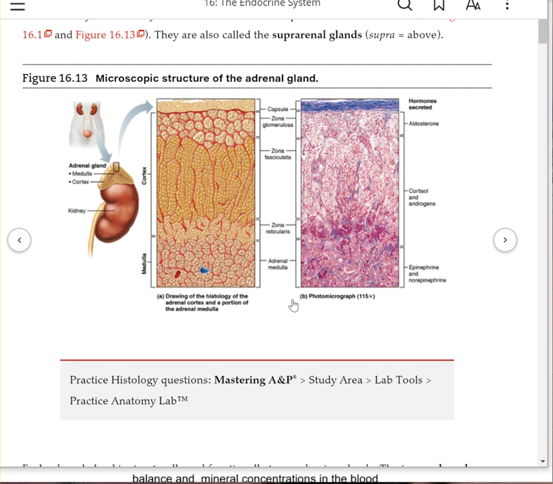So remind yourself where the adrenal gland is. It is sitting on top of the kidney. It has a medulla and a cortex. Cortex is the outer part. That's the part you're looking at right here in these pictures. The medulla is down here at the very bottom of this picture, and it's in the center. So now let's go back to our notes.